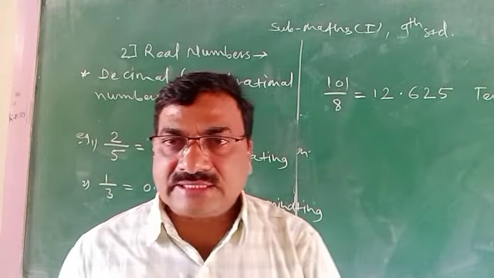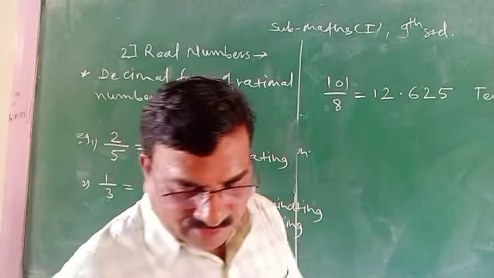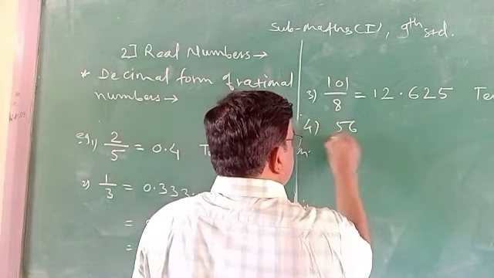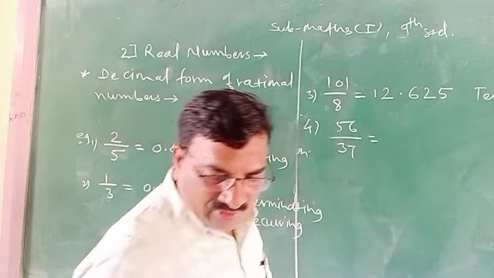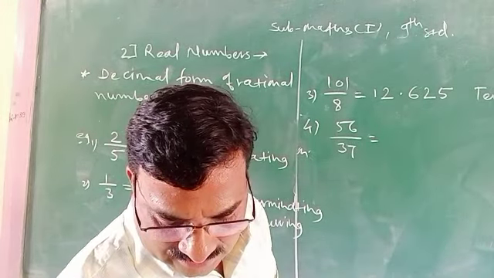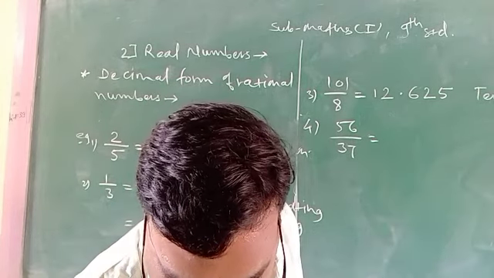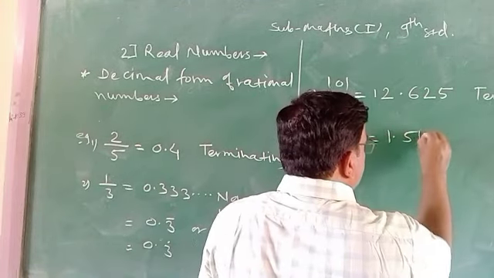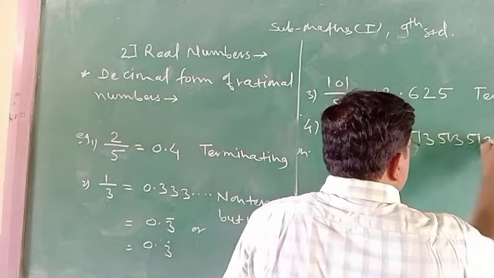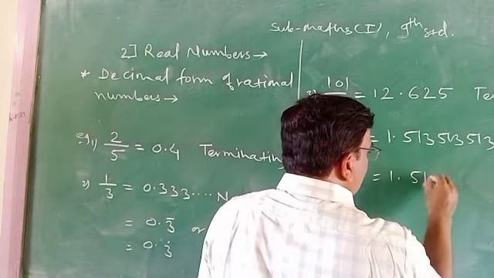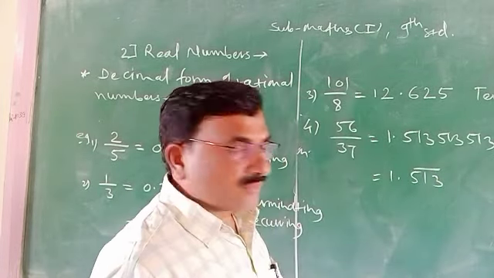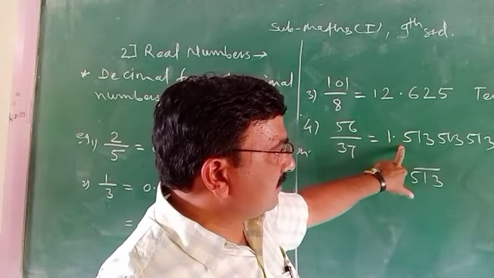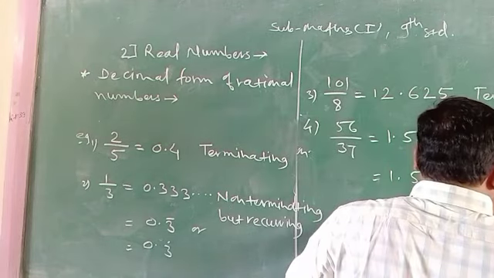Then different examples are also given. 56 upon 37. The decimal form of that is 1.513, 513, so 1.513 bar. This is the non-terminating but recurring.